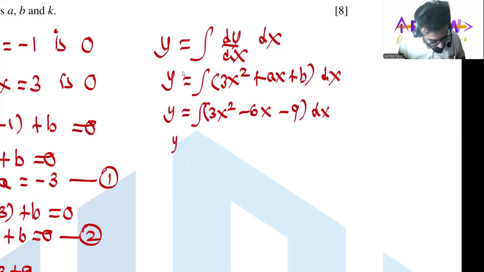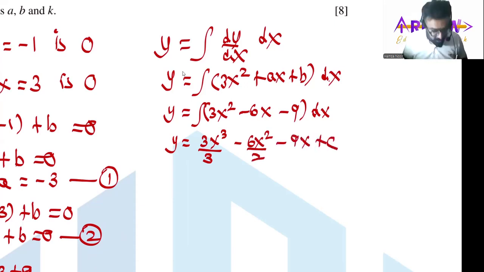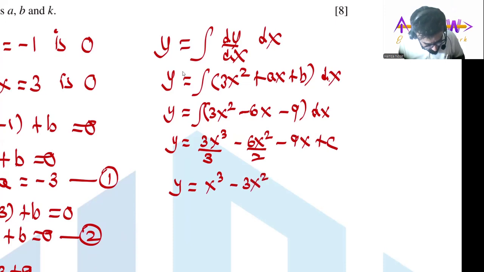So y will be equal to 3 times x raised to the power of 2 plus 1 upon 2 plus 1, meaning 3x cube over 3 minus 6x square over 2 minus 9x plus c. So this means that the equation of the curve is y is equal to x cube minus 3x square minus 9x plus c. Since we are dealing with an indefinite integral, c is unknown over here.